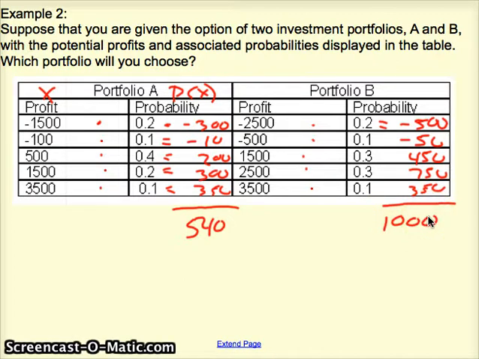So if you're a cold calculating statistician, which portfolio? Well, you're going to invest in B because the expected value is higher in B than it is in A.